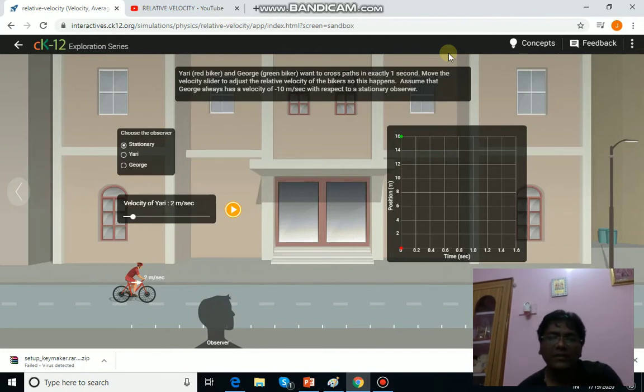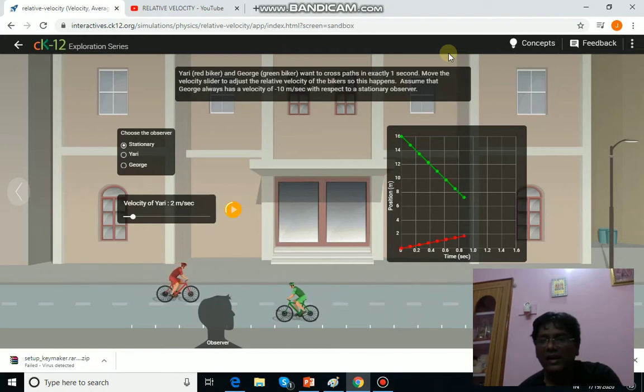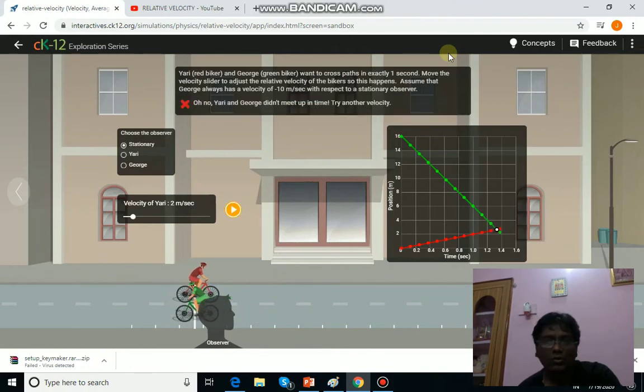I am keeping myself stationary as an observer, and now they will be running. It's a very important exercise to observe. First, I kept the velocity of Yari, the red person, as 2 meters per second. Will they be able to cross in 1 second? See the graph. The answer is no.